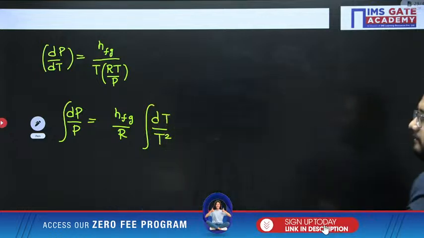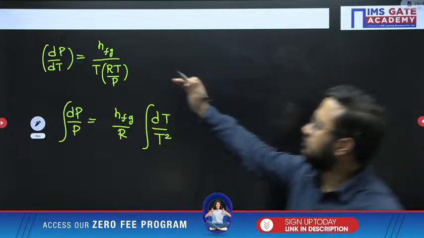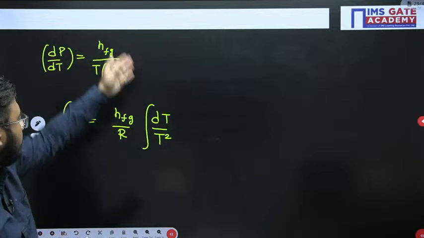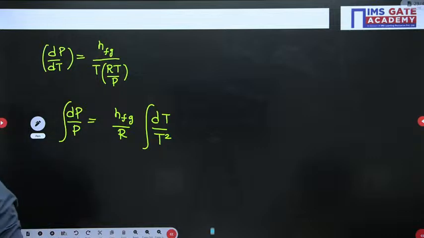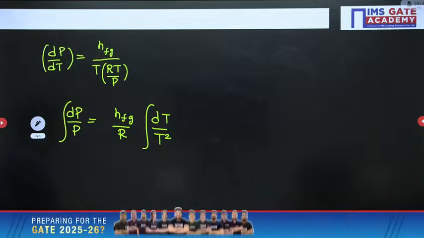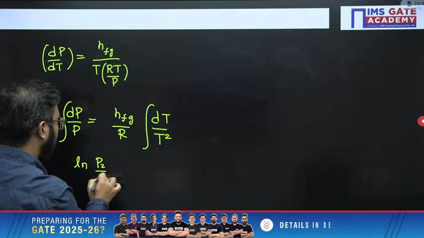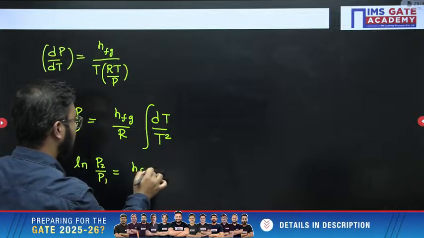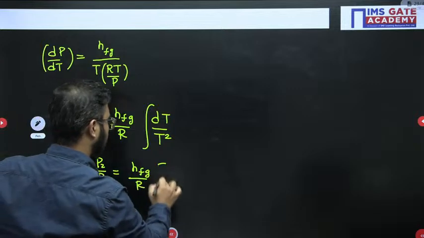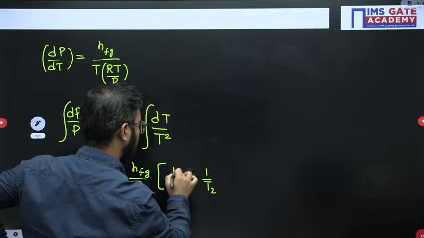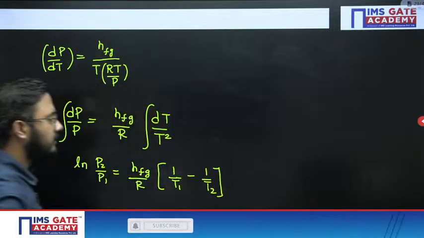Is it clear? So that P goes to the numerator. Here on the left side it will come in denominator. dT will go to that side. dT by T square. Integration we have to perform here. So like 1 to 2. So ln (P2 by P1) after integration equals HFG by R (1 by T1 minus 1 by T2). Like this it will come.